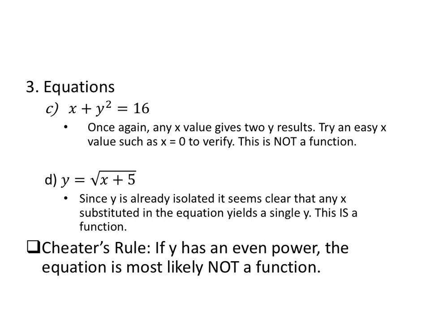In example D, since y is already isolated, it seems clear that any x substituted in the equation yields a single y, so this y equals square root of x plus 5 is a function. And a little cheater's rule, if y has an even power, the equation is most likely not a function. And that's something you could get into later, and I'm not guaranteeing every time, but most likely it's not going to be a function. You still have to check it and prove it.